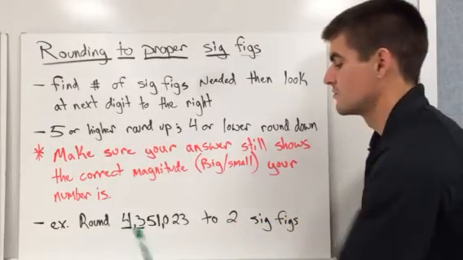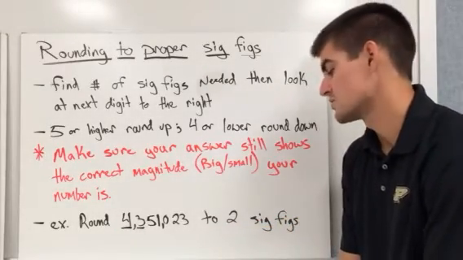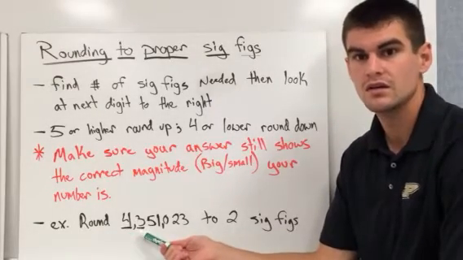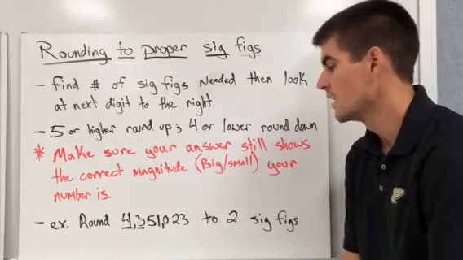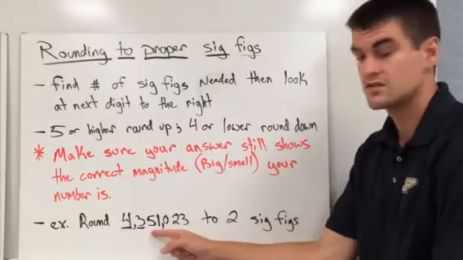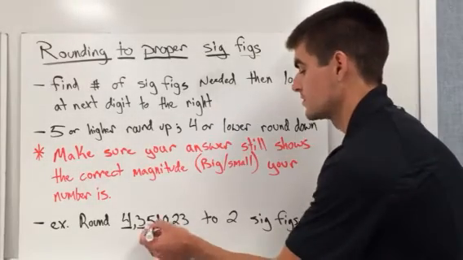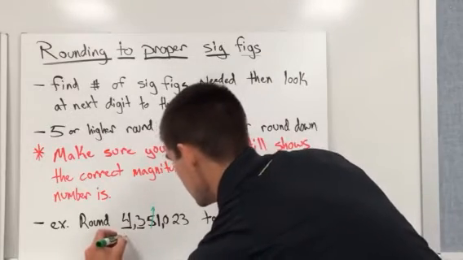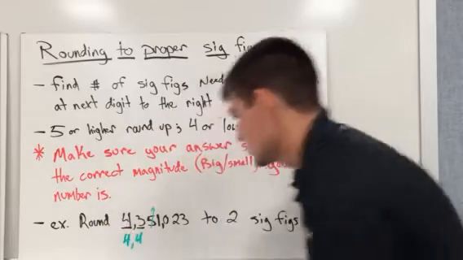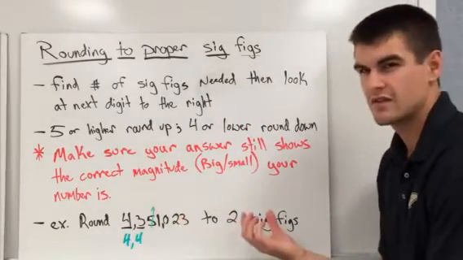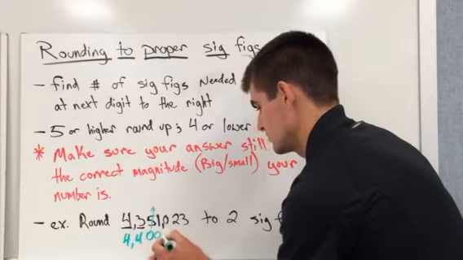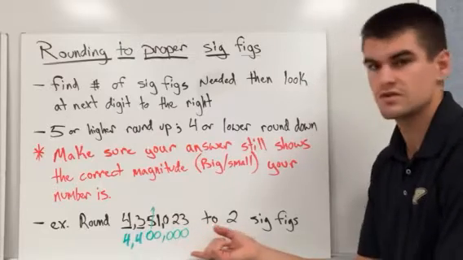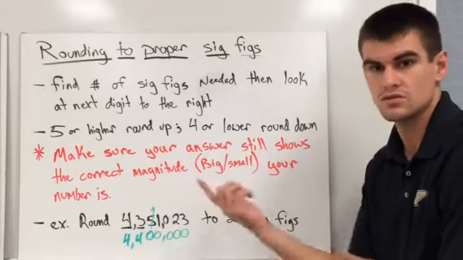So for example, round 4,351,023 to 2 sig figs. Okay, the first 2 sig figs are 4 and 3. That doesn't mean I just cut off everything else. So I look at that 4, 3, look at the next digit to the right, it's a 5. That means I'm going to round up. And when we do that, our answer comes out to be 4,400, and I'm just going to convert everything else to a 0. And by not putting a decimal here, those aren't significant. So there's my 2 sig figs.